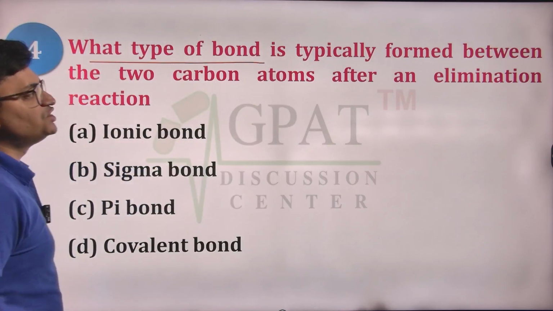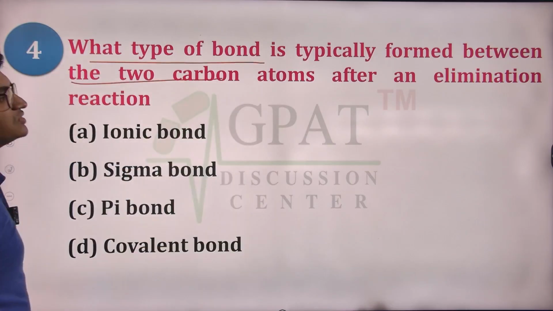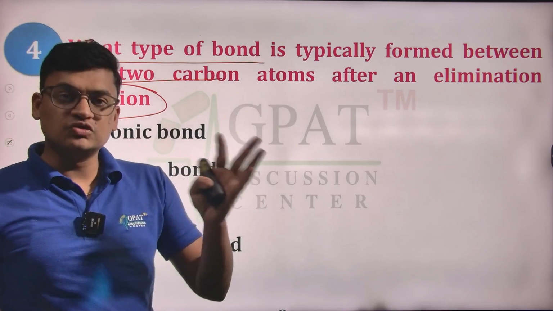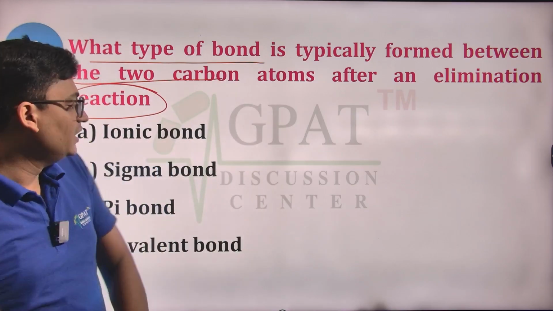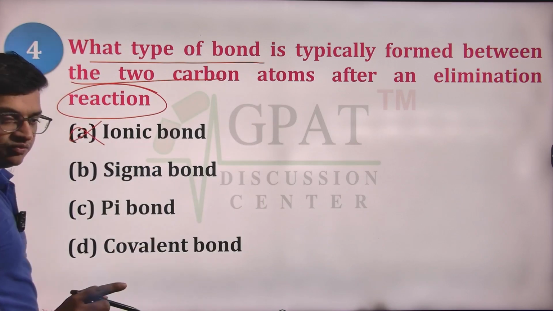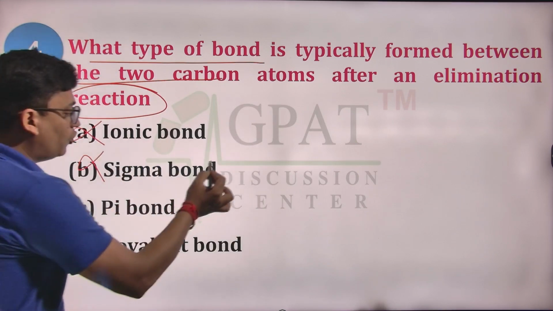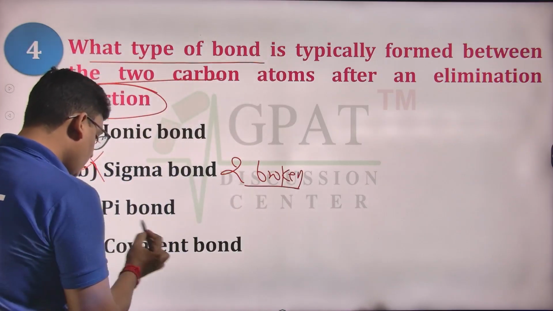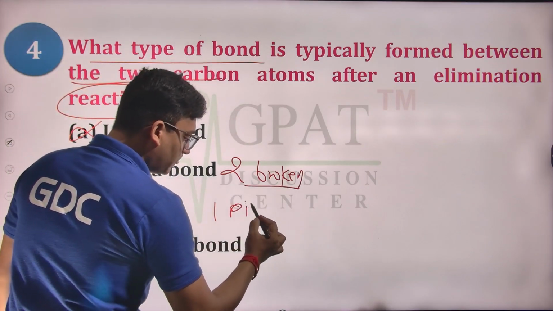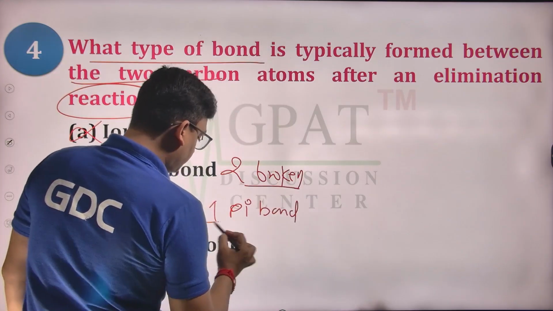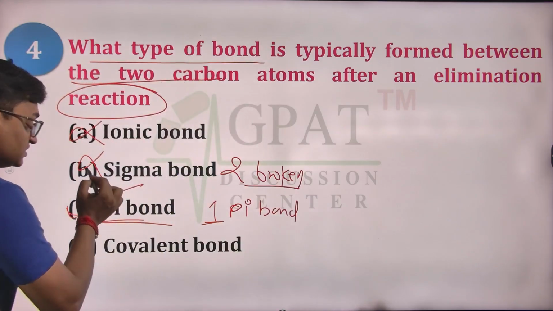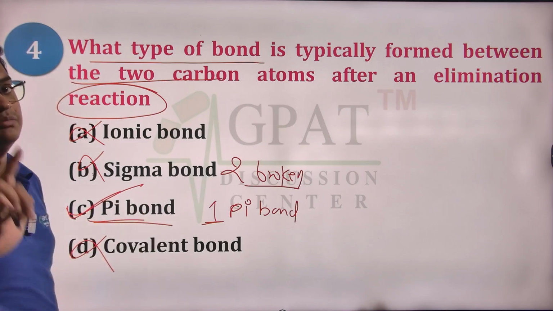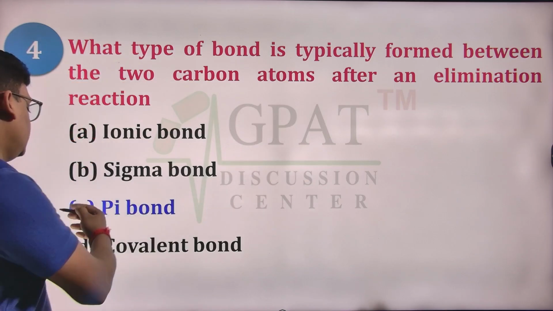What type of bond is typically formed between the two carbon atoms after an elimination reaction? After an elimination reaction, we know two sigma bonds are broken to form a pi bond. Is it an ionic bond? No, no ionic bond formation, no sigma bond formation. Instead, two sigma bonds are broken to form one single pi bond. So yes, this is the breaking of a covalent bond, and that is a covalent bond, but the most appropriate answer will be a pi bond. Always a pi bond formation is seen.